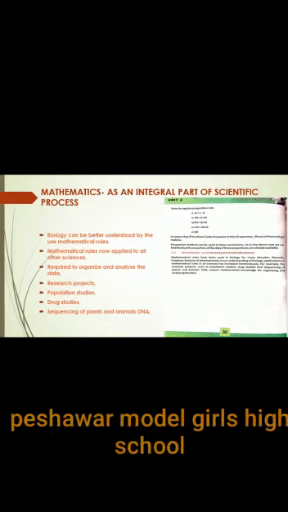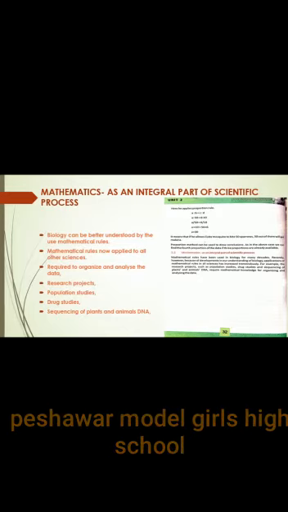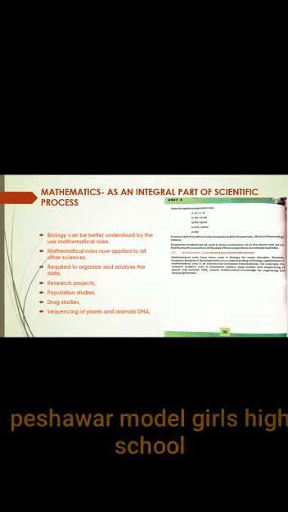A population study is the study of a group of people sharing common characters like age, gender, diseases, etc. Drug study is the study of testing a new drug on a group of people. DNA sequencing is the process of determining the order of subunits of DNA in its structure.